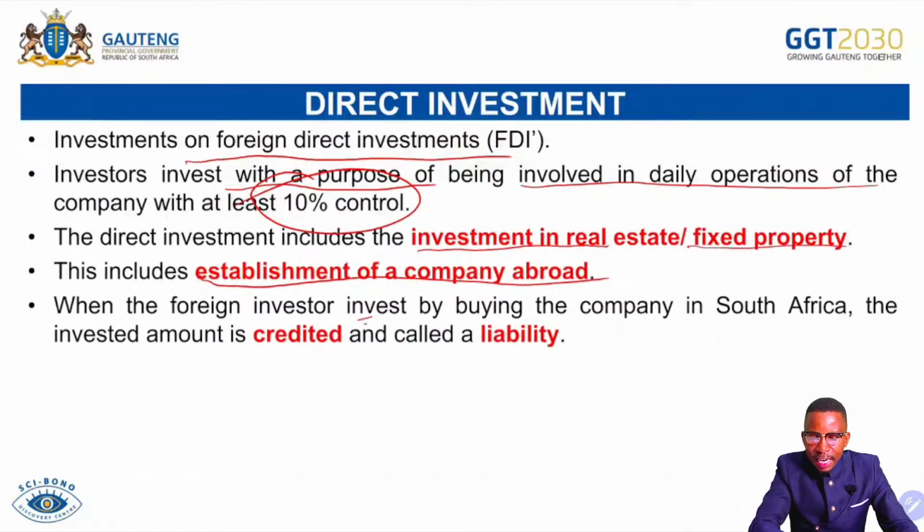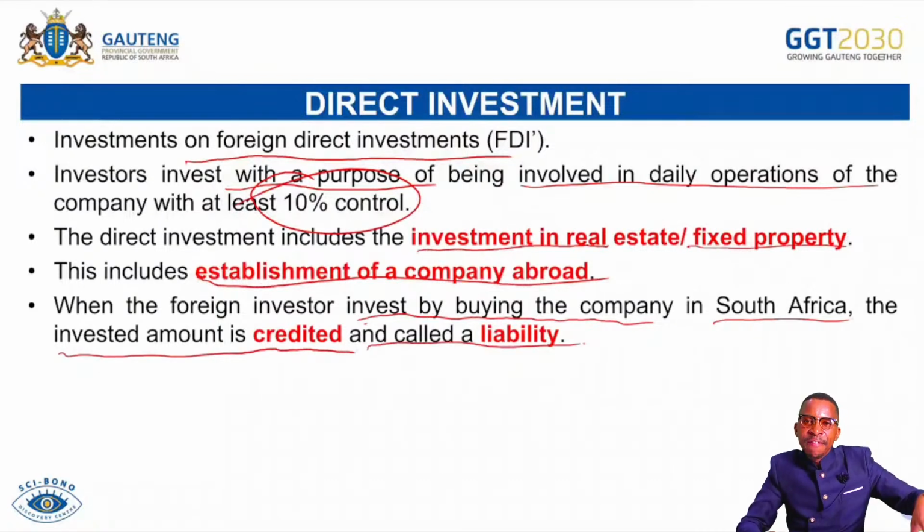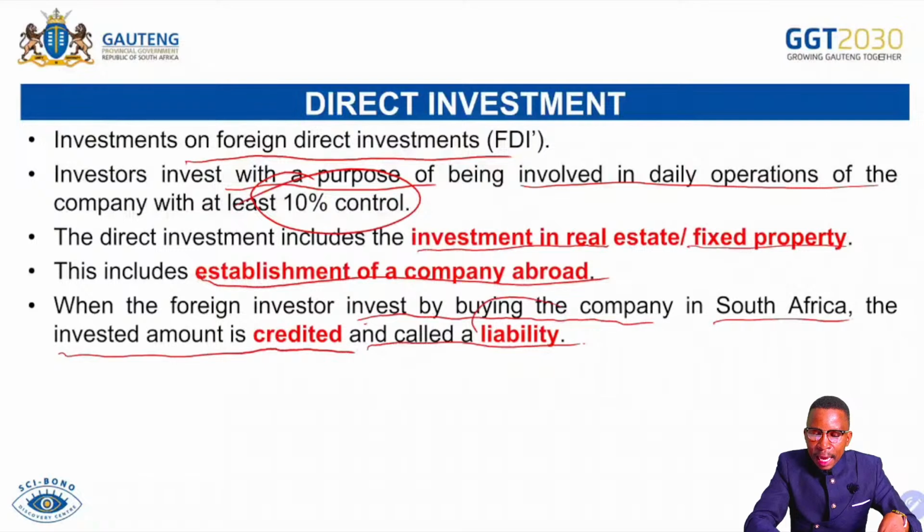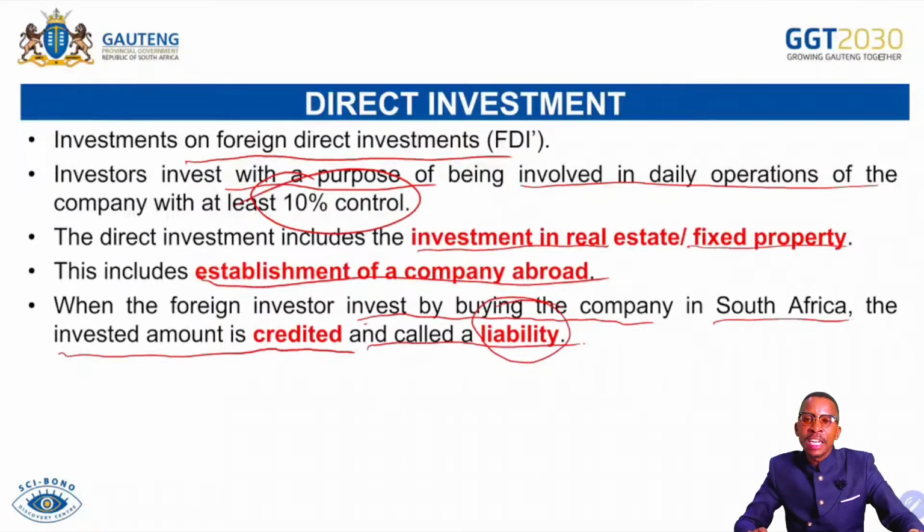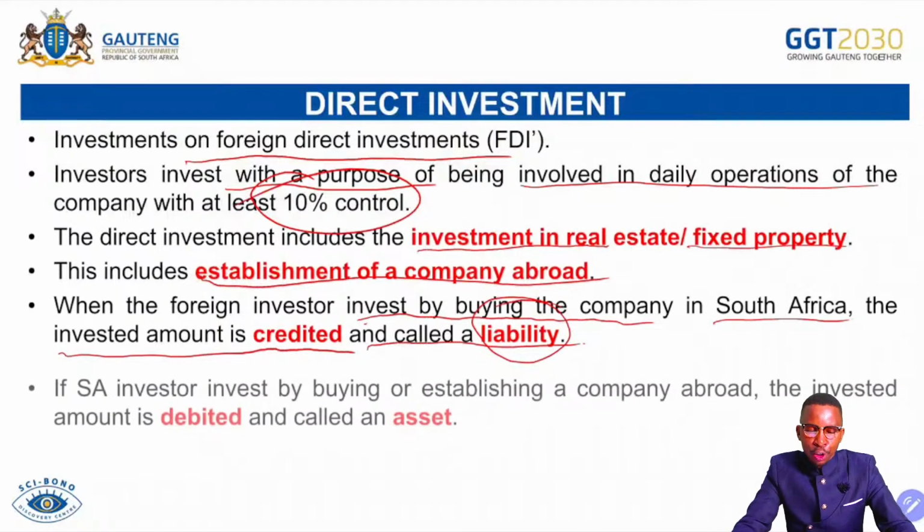When a foreign investor invests by buying a company in South Africa, the invested amount is credited and called a liability. Why do we credit it? We credit it because that particular amount of money is flowing in. The foreign investor is buying in South Africa, so that money will be added to the South African economy as an inflow of foreign currency, but it's called a liability because any future benefit of this investment will be enjoyed back in the country of origin.